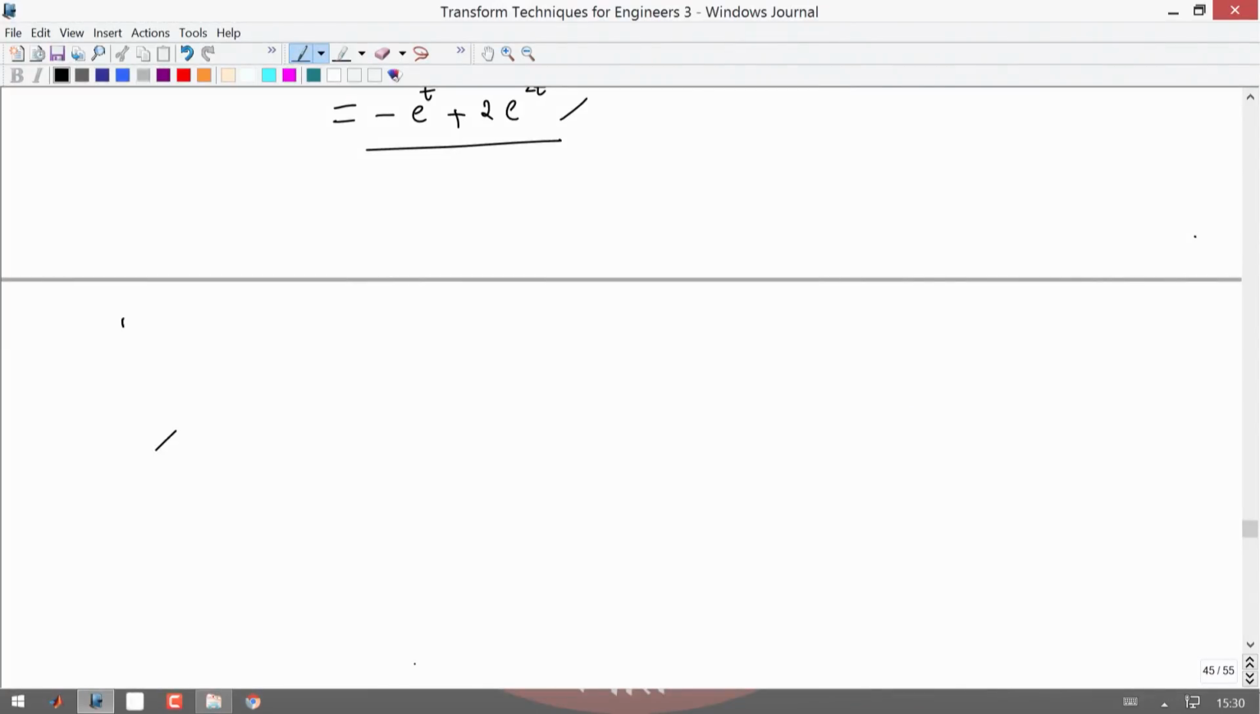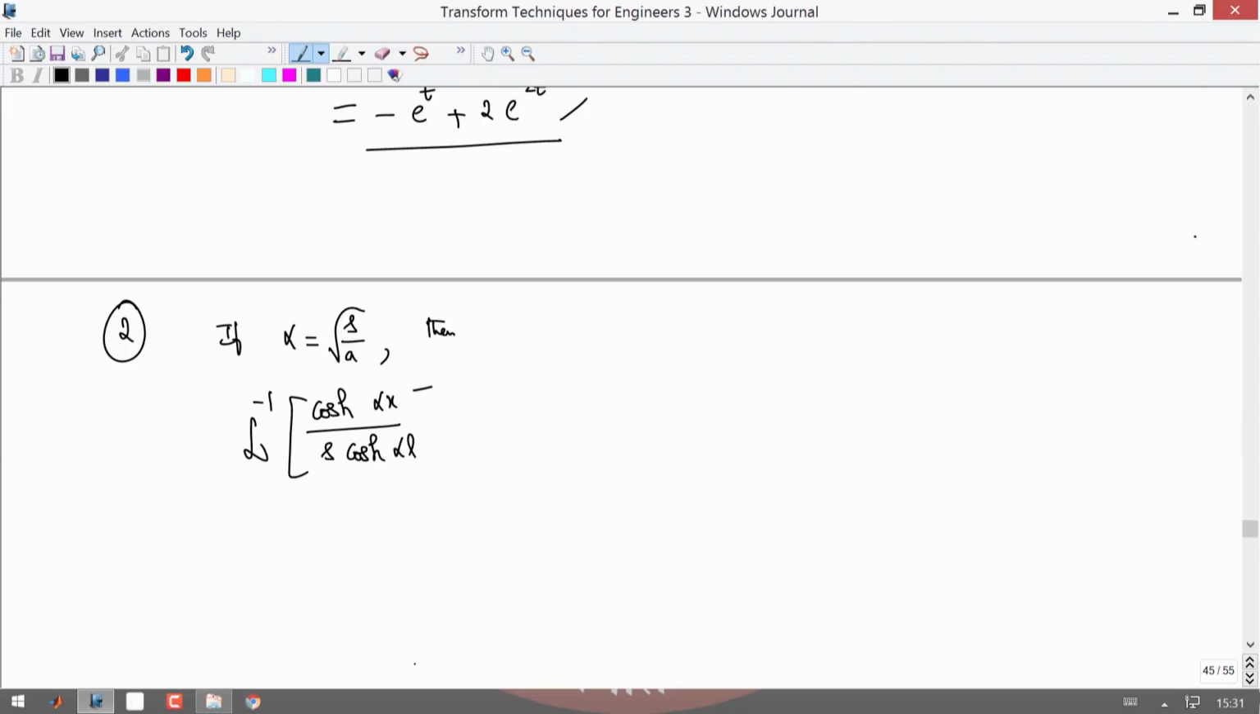So, let me give you this example. If I choose alpha as root s by a, okay, then what is the Laplace inversion of cos hyperbolic alpha x divided by s times cos hyperbolic alpha l, for some x and l? Okay, x and l belong to the real numbers, let us say.